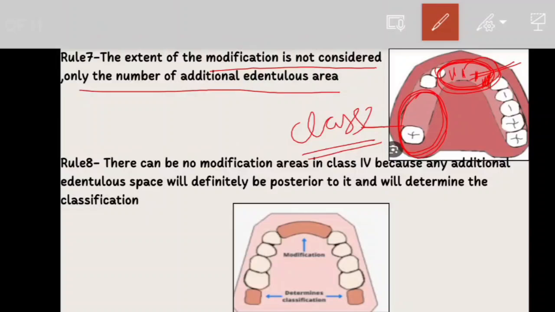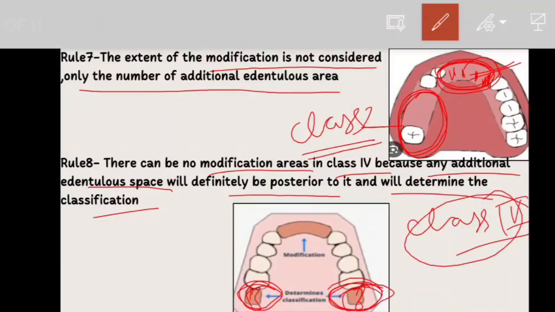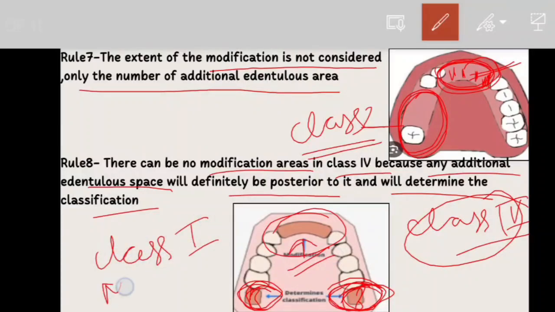Now rule number 8: there can be no modification area in class 4, because any additional edentulous space will definitely be posterior to it and will determine the classification. So class 4 cannot have modification. It means class 4 is considered when there is no additional edentulous area posterior to it. So if teeth are present, it is considered class 4, but if teeth are absent, it is not considered class 4. It is coming in modification. So it is class 1 with a mod 1.